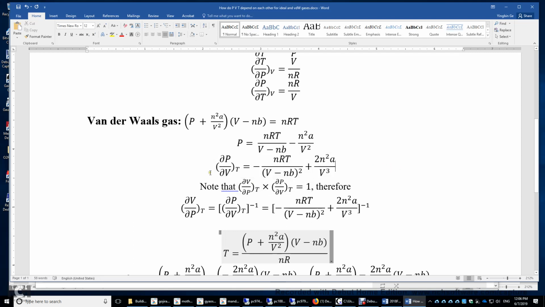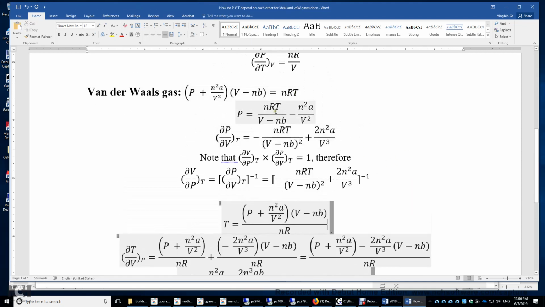And then we are going to use one of the calculus rules. Delta V over delta P times delta P over delta V equals 1, if and only if they share the same subscripts. So we are holding the same temperature constant, and then dV over dP times dP over dV equals 1 for an isothermal process. Therefore, to get delta V over delta P, we simply just need to take the reciprocal of this, and it's here. And of course, you can further simplify this.